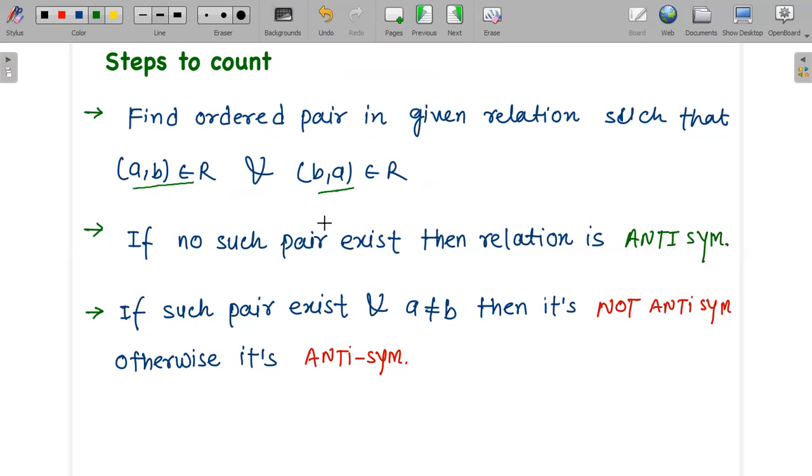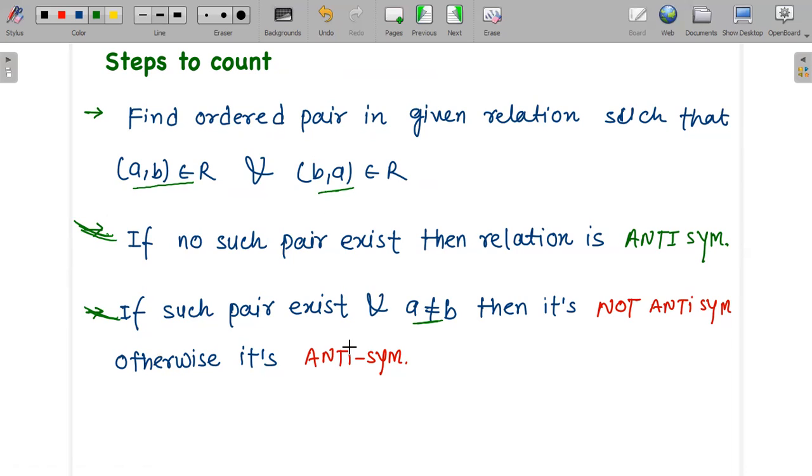Now if you fail to find any (b, a) there, then your relation is said to be anti-symmetric, because by default there isn't any counter ordered pair corresponding to (a, b) so that you can compare. But if you do find that yes, there is a (b, a) there, and you figure out that both these values are not equal, then it is not anti-symmetric.